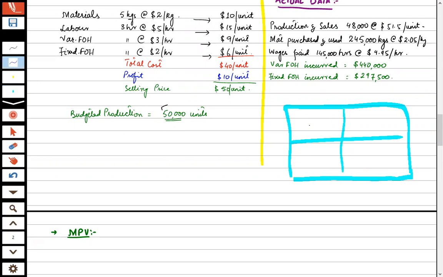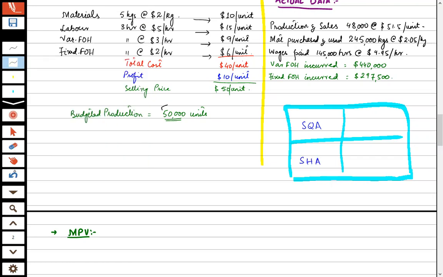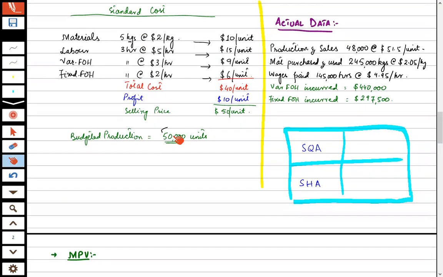Two calculations: number one, the standard quantity allowed, the allowance of standard quantity with respect to the actual production, and standard hours allowed. How will they be calculated? Look here. We have a budgeted production of 50,000 units, but we are not up to the mark. We produced just 48,000 units. But this does not mean that we are lagging behind. Obviously, there are some unavoidable circumstances. So we will prorate the standard data with respect to the 48,000 units.